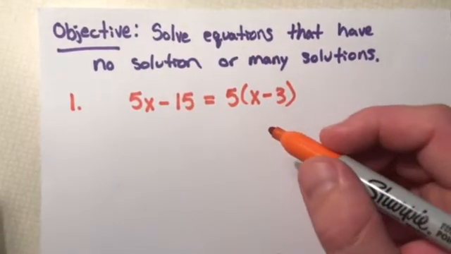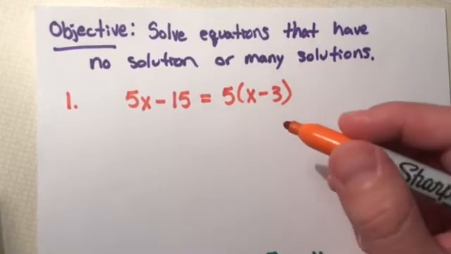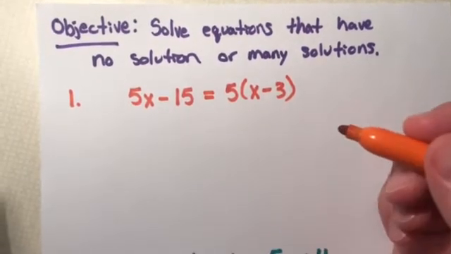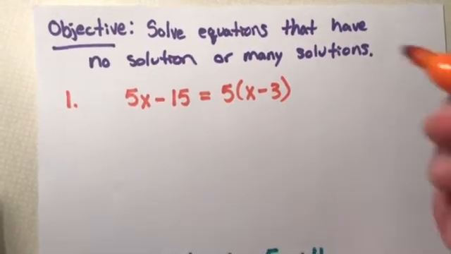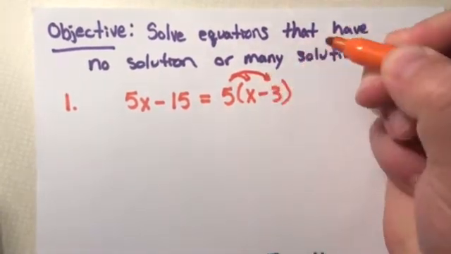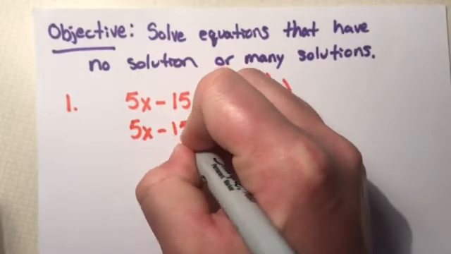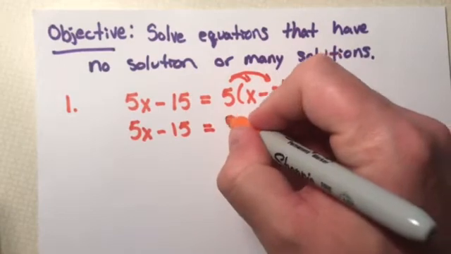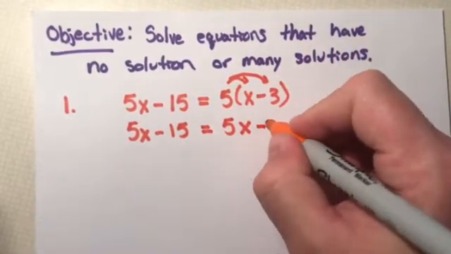And we're just going to approach this the same way we've approached any equation up till this point. We simplify both sides, and then we're going to try and collect all the variables to one side, all the constants to the other side. So I'm going to start with the distributive property. This is still just 5x minus 15 equals 5 times x is 5x, 5 times 3, negative 15.